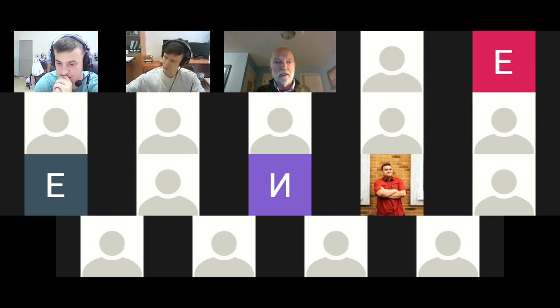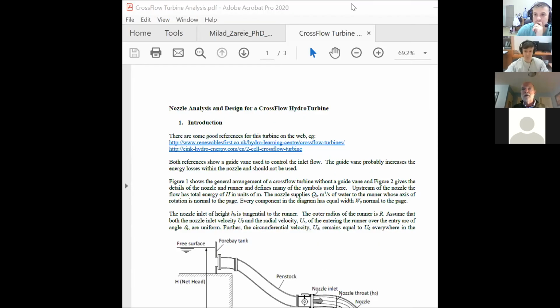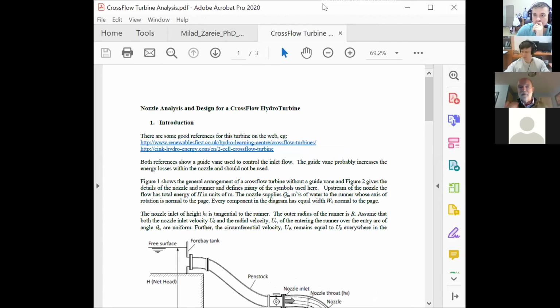And the reason that I'm doing that is that starting next Tuesday, we're going to look at hydropower as the first of the renewable energy technologies that we're looking at. And when we look at hydropower, we're going to need to be able to analyze hydro turbine performance.